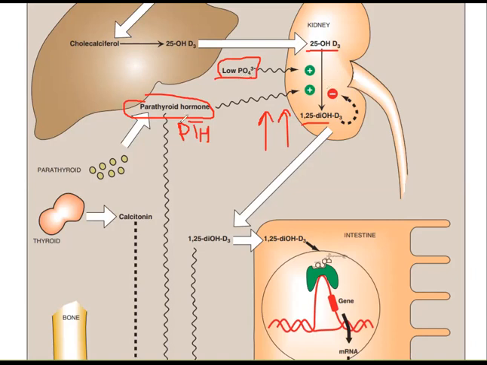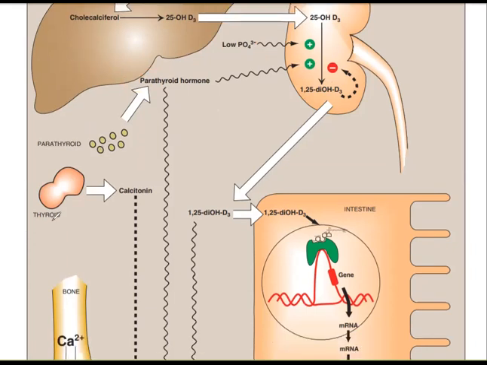But low phosphate and PTH can activate this process. Okay, so you have this thyroid gland. These are two different glands. This is a parathyroid gland, from which you are having parathyroid hormone.